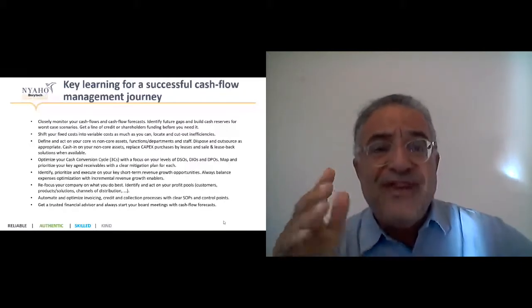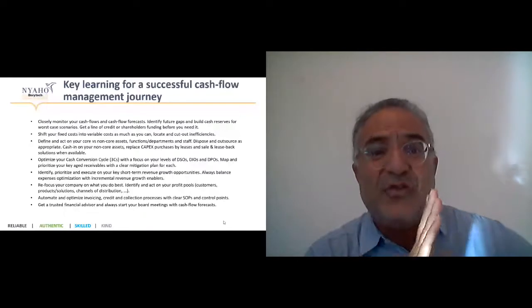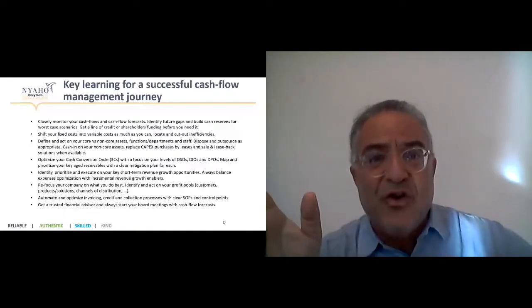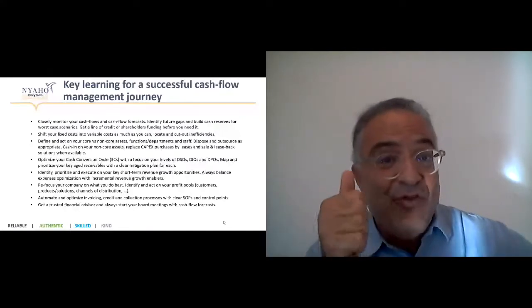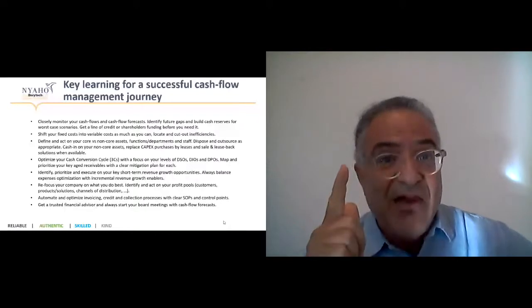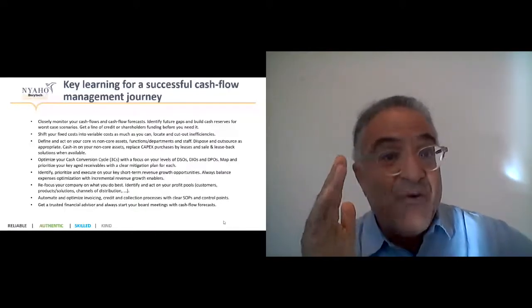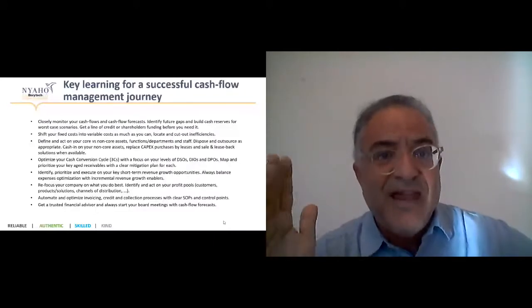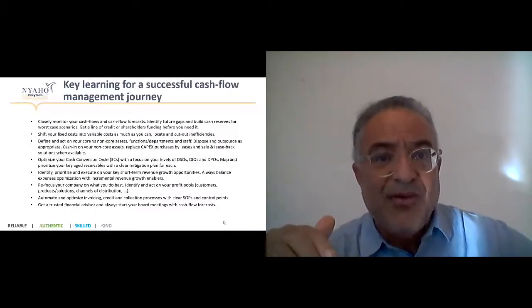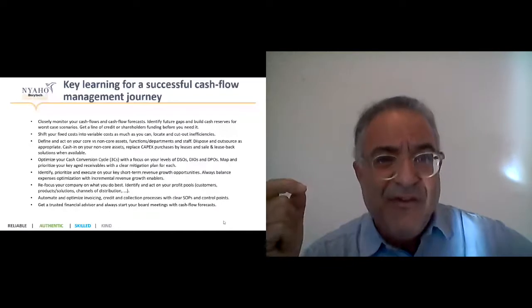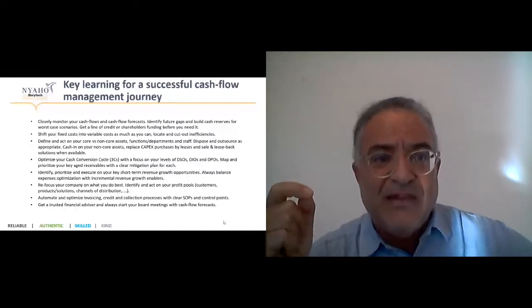The third element is you need to decide what is core versus what is not core. And this is not only for your assets. This will be for your clients, this will be for your people, and this will be for your departments. And for what is not core, this is the time you consider whether you want to keep it or outsource it. These are tough decisions, but you need to take these decisions.